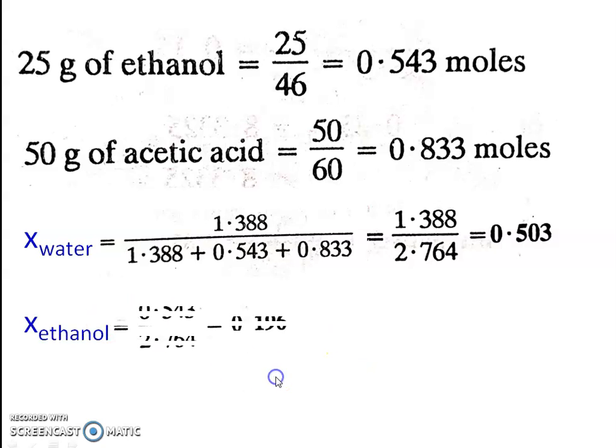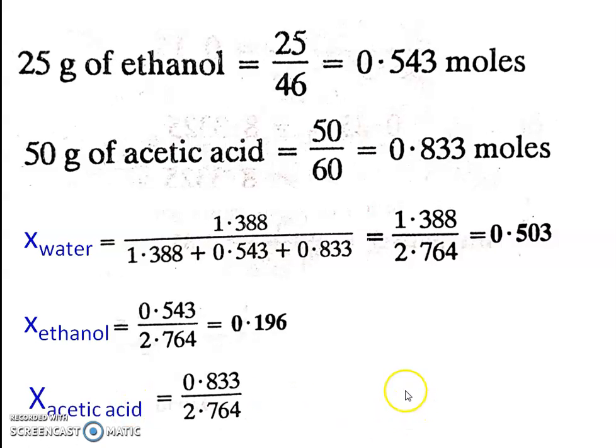Now the mole fraction for ethanol: number of moles of ethanol, 0.543, upon the total number of moles of all the components, which we already solved here, that is 2.764. This ratio is the mole fraction of ethanol, equal to 0.196. And similarly, the mole fraction of acetic acid is equal to the number of moles of acetic acid, 0.833, upon the total number of moles, 2.764. After solving, we get 0.301. This is about the mole fractions of water, ethanol and acetic acid.